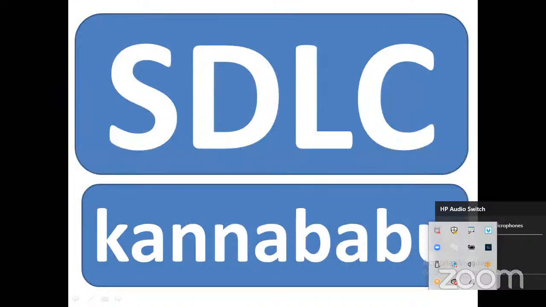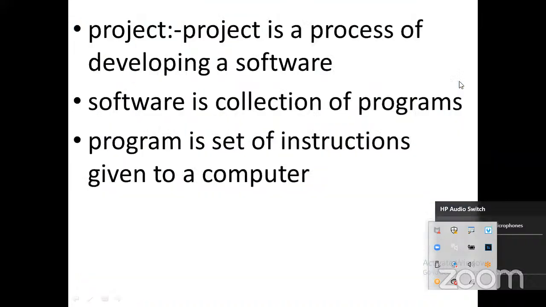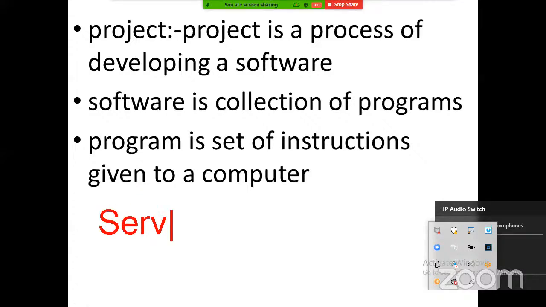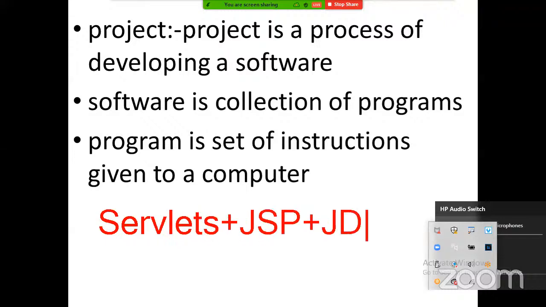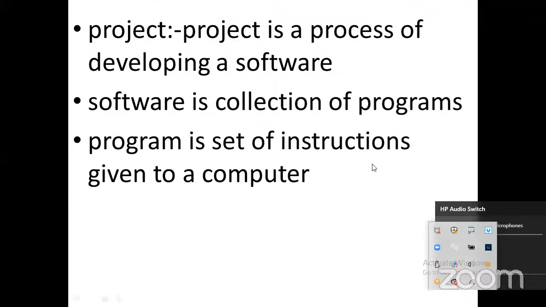Okay, fine. So this is session 2 of the real-time project in advanced Java. We are developing one real-time project, that is nothing but a restaurant management system. The technologies we are using are advanced Java, that is nothing but servlets plus JSP plus JDBC. Is it clear? First, domain knowledge is very important before developing the project. So that is the reason I'm focusing. Today our topic is SDLC, Software Development Lifecycle.